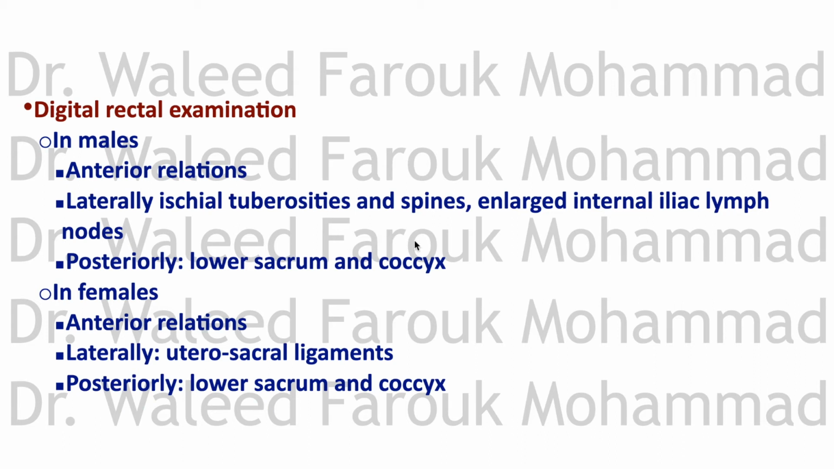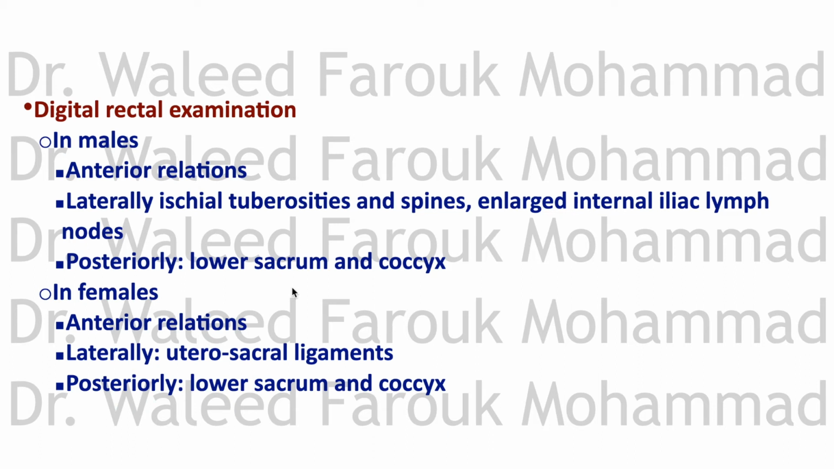The digital rectal examination, the one I talked about, what you feel in males anteriorly are the anterior relations, the prostate, seminal vesicles, and the bulb of the vas, and the back of the posterior surface of the bladder. Laterally, you feel the ischial tuberosities and the spines, especially in males, because the spine is more protruding. And if there's a case of enlarged internal iliac lymph nodes, you will be able to feel it. Posteriorly, you will feel the lower sacrum and the coccyx.